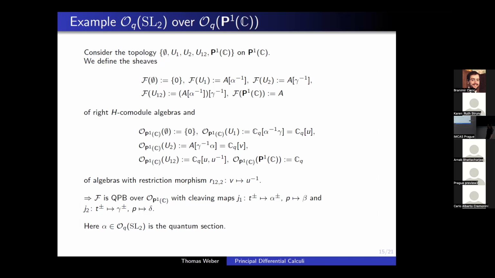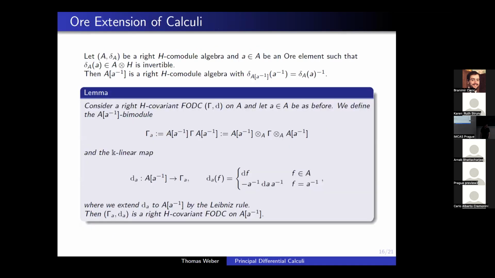And okay, the only non-trivial restriction morphism that I have to show you is the one from the open 2 into U12. And this maps V into U minus 1. And since I'm running out of time, I don't tell you. So you have some cleaving maps here, but okay. So this was known, and so this is how to get this sheaf of algebras.